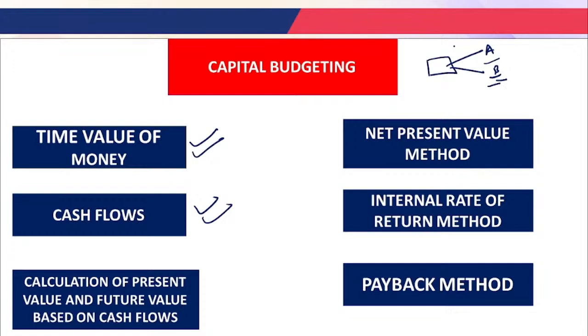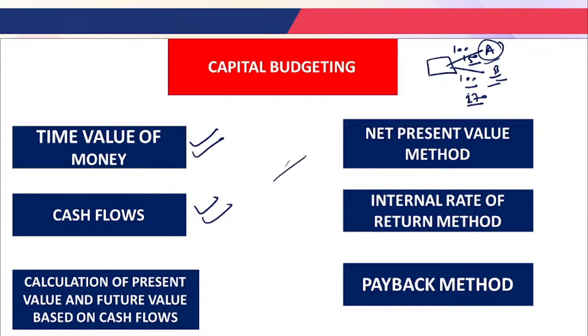Suppose you are investing 100 rupees in project A and 100 rupees in project B, and from project A you are going to receive 150 rupees in the future, and from project B you are going to receive 170 rupees in the future. Suppose that for the example. So which project should you adopt? Which project should you implement in your company? That is all about the capital budgeting chapter and nothing else.